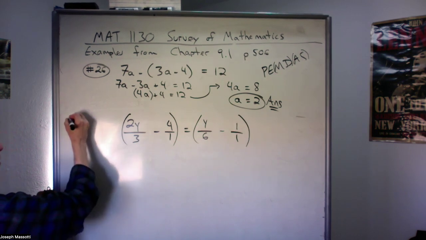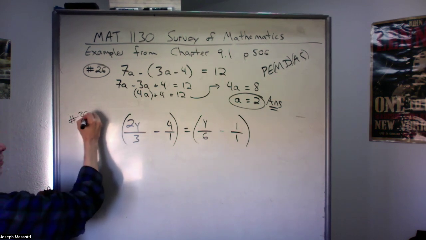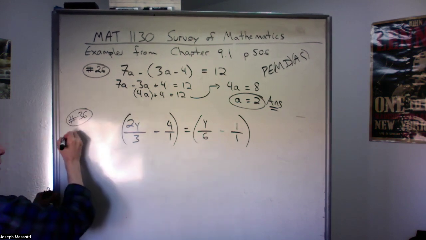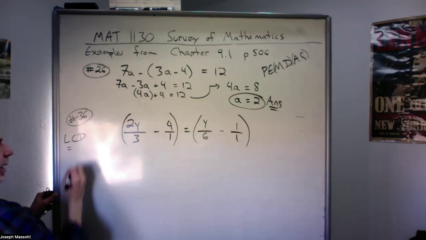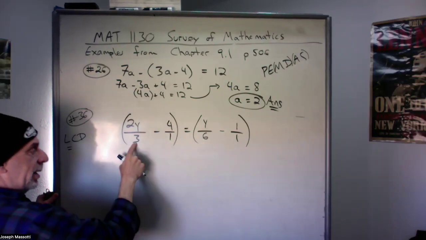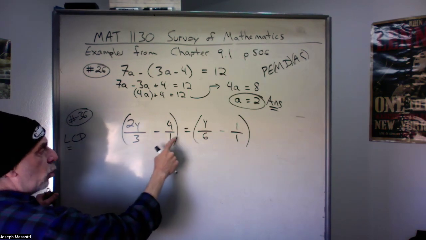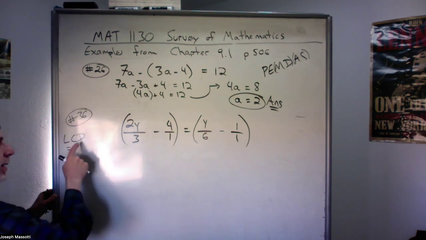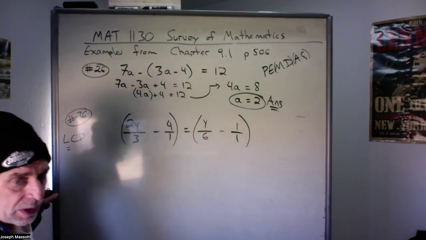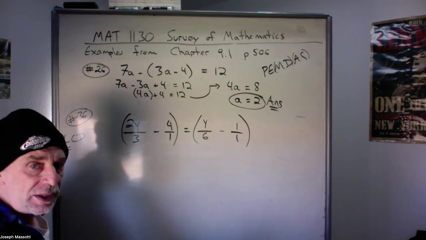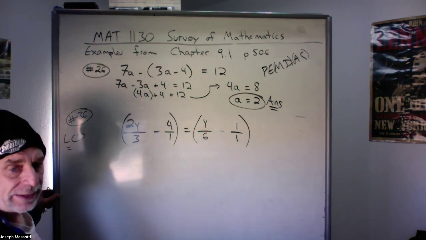of this equation. This is number 36. By the least common denominator. Okay, the least common denominator. So now we have denominators for each term. Right? We have a denominator of 3, a denominator of 1, a denominator of 6, and another denominator of 1. So the least common denominator is the smallest number that all of the denominators divide into evenly.